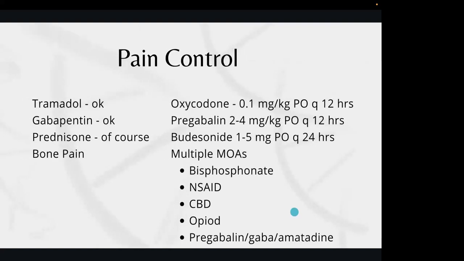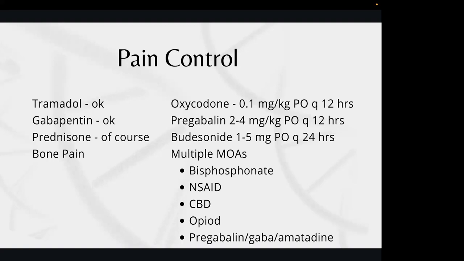So CBD is one way to control pain. As we talked about in the beginning of this talk, a lot of us reach for tramadol and gabapentin and prednisone. And when it comes to bone pain, you absolutely should be using a multi-modality approach or multi-drug approach. Bone pain in particular is caused by several mechanisms of action. And so you can't fight that with carprofen alone.